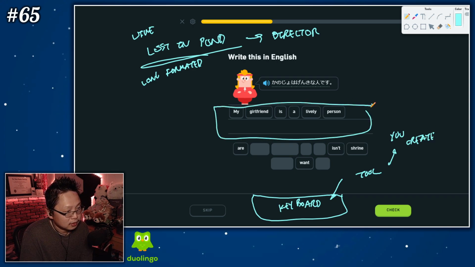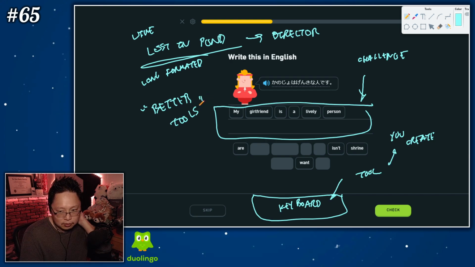If this is forcing you to do something, challenge yourself to do something else in the middle. Just like yesterday's message, be better than the tools, right? Because you're a human being. You're more creative than the tool.